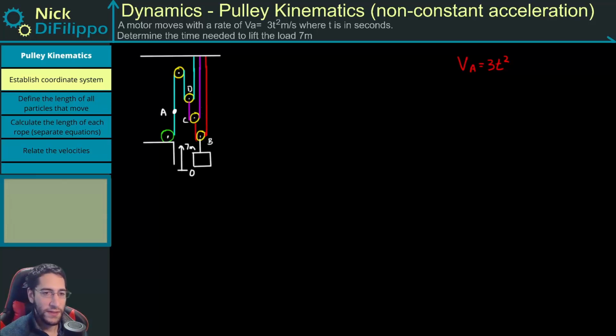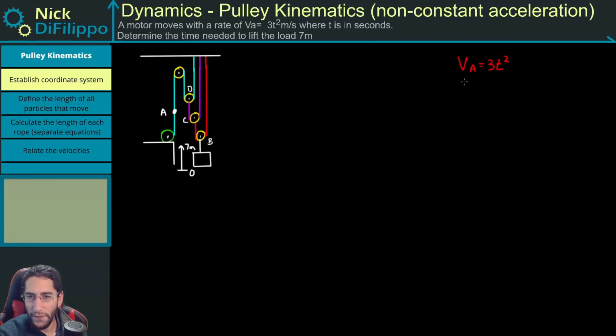Two things we should notice from this problem that stand out. The first thing is it's a pulley problem, and this pulley problem has 3 different ropes. So in order to fully define the length of all the ropes, we're going to need 3 equations. The second is that our velocity, VA equal to 3t squared, has this t squared term. So this is not constant.